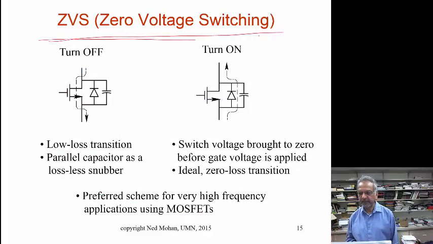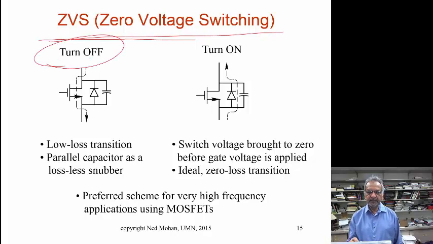So here you see that at turn-off, it's a low loss transition. Prior to that, the current is flowing through the channel of this FET, and here the parasitic diode is shown explicitly, and also the drain-to-source capacitance and perhaps some external capacitor that is added on.